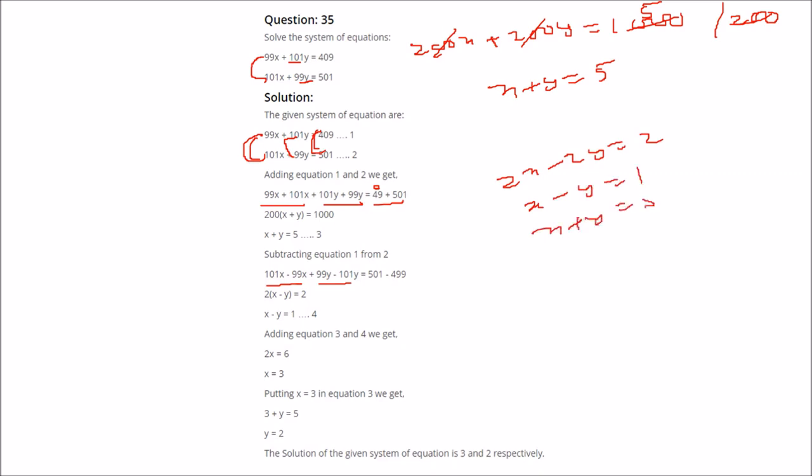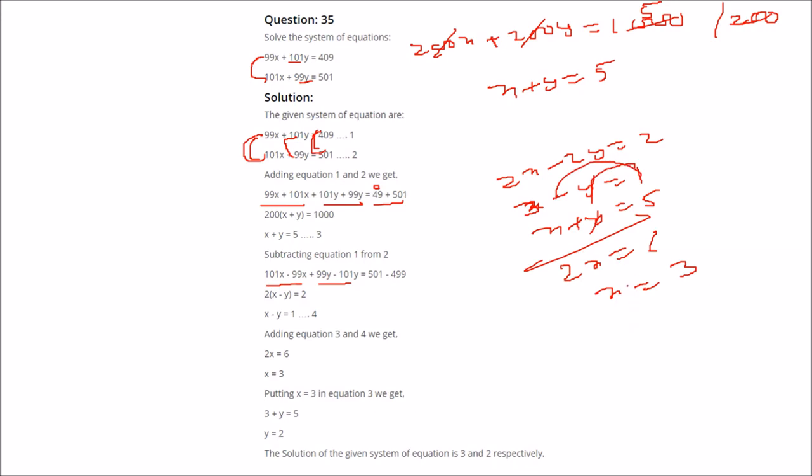So you have x plus y equal to 5. Add them, this can cancel. 2x will be equal to 6. x will be equal to 3, since 2 times 3 is 6. So put this x equal to 3 here. It will be 3 plus y equals 5, so y will be equal to 2, right?